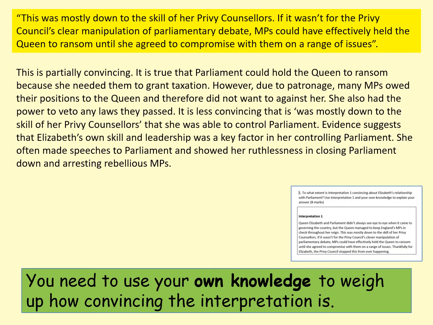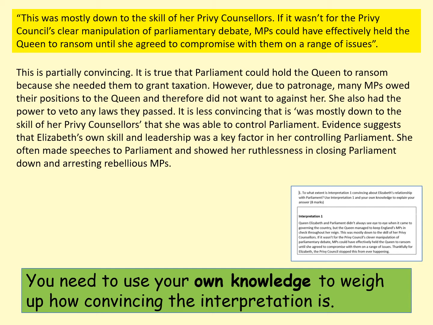So another example here, if you look at this part of the source, this was mostly down to the Privy Councillors. If it wasn't for the Privy Council's clear manipulation of parliamentary debate, MPs could have effectively held the Queen to ransom until she agreed to compromise with them on a range of issues. You could talk about here how this is partially convincing. Parliament could hold the Queen to ransom. She needed them to grant taxation, but there were other reasons for this.